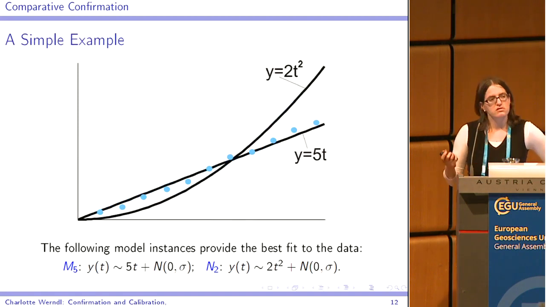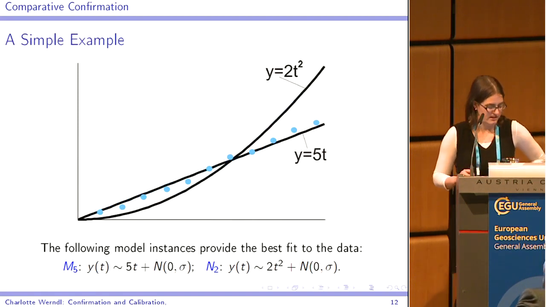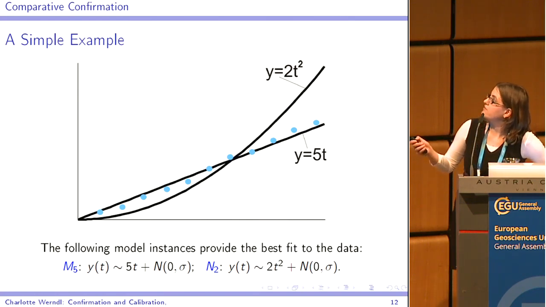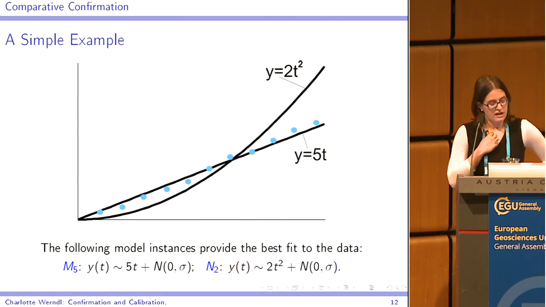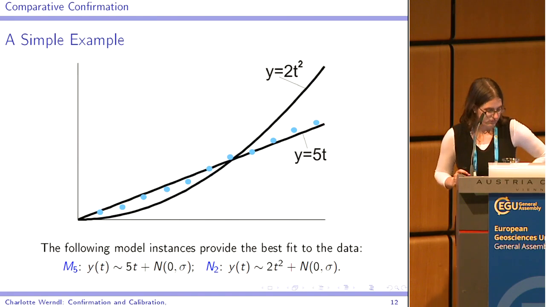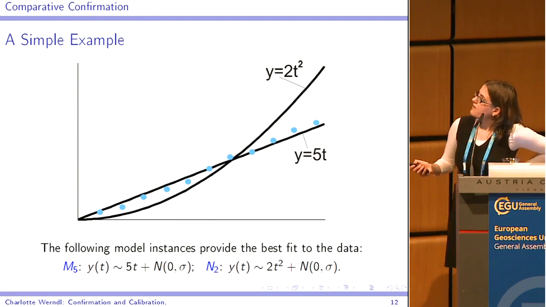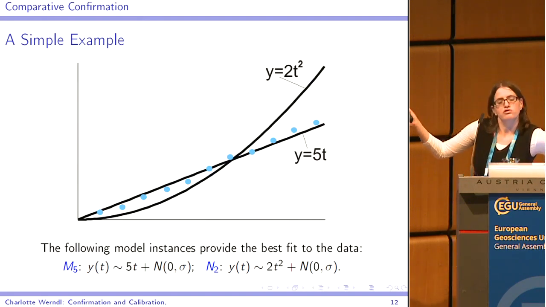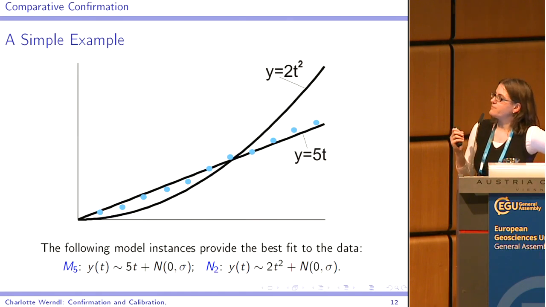So what you do is determine the best fitting model instance. And suppose that in this case, it is y equals 5t for the linear model, and y equals 2t squared for the quadratic model. It's just what you also do in a normal linear regression. You find the best fitting model, and you've used the data once for calibration or estimation.